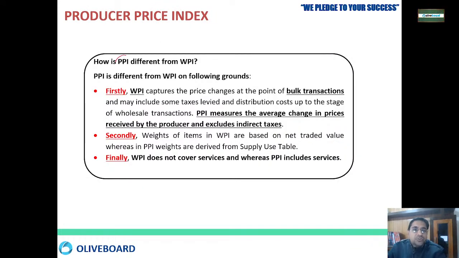So how is this producer price index different from WPI? WPI captures the bulk transaction.